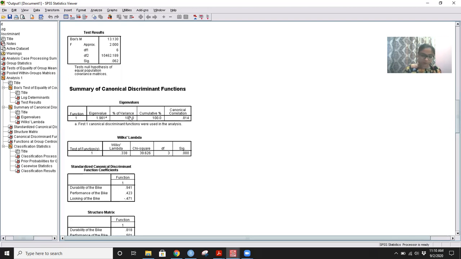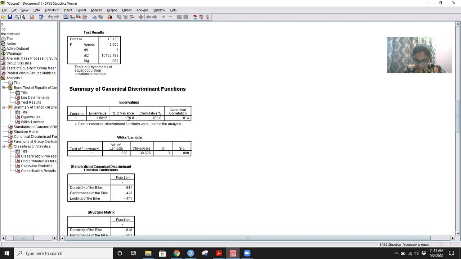Now, you can always look at eigenvalues in a fashion that the larger the eigenvalue, the more of the variance in the dependent variable is explained by that function. When you have more than one function, as we will see in discriminant analysis with more than two groups, the eigenvalues are sorted in descending order. So the most preferred function would always be at the top, and the percentage of variance will also be in decreasing order.